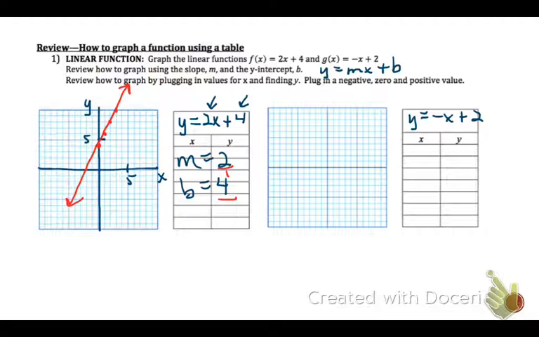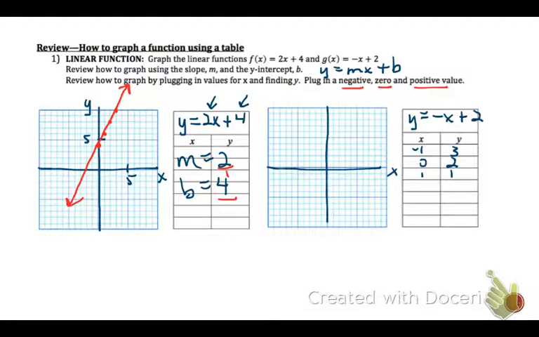Now let's review how to plug in values. I would like for you to plug in a negative, a 0, and a positive value. So let's just make it simple, and let's plug in negative 1, 0, and positive 1. So negative 1 times a negative is positive, which is 1, plus 2 is 3. 0 plus 2 is 2. And then if I plug in 1, I get negative 1 plus 2, which is 1.